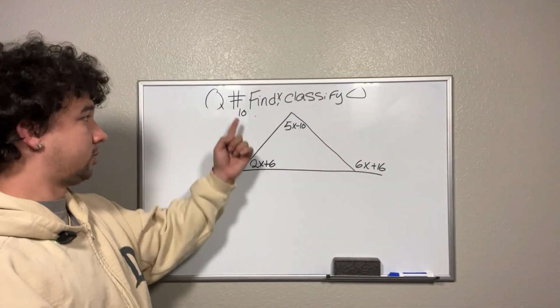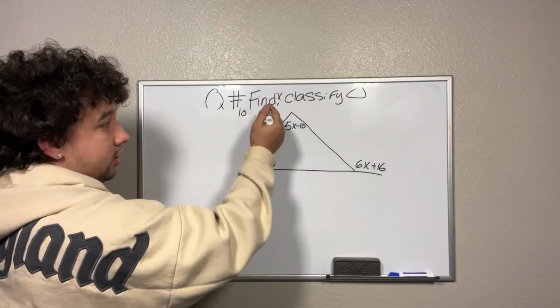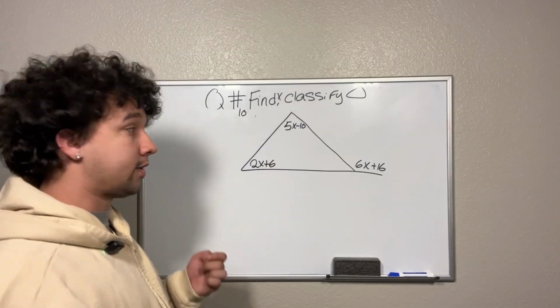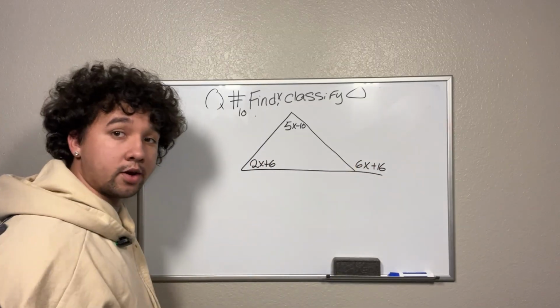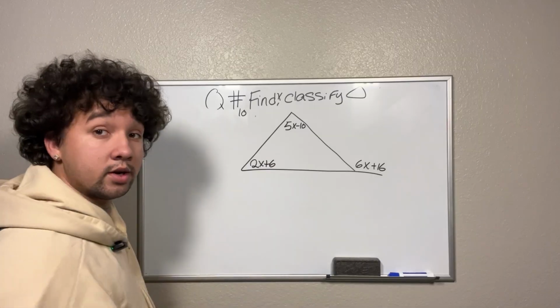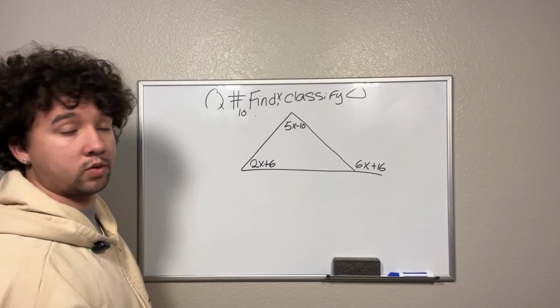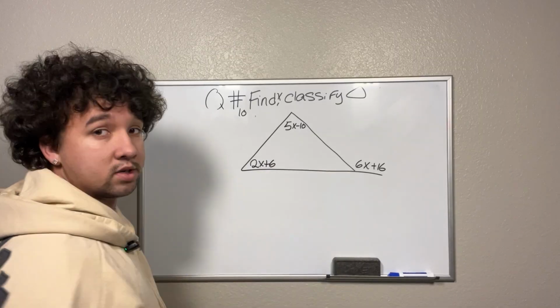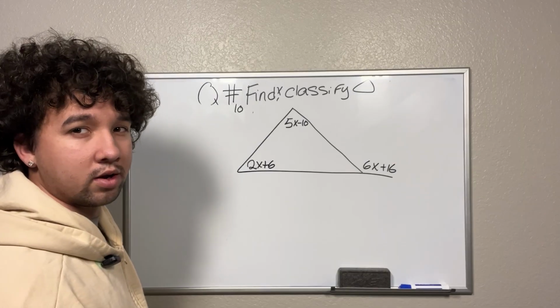Okay, so this is question number 10. In this case here, I have to classify the triangle and I have to find x. So in order to find x, I need to figure out the relationship between all these x values. Well, I do have a triangle, and I know that the sum of the interior angles is equal to 180. But I'm not given this angle. Wrong, I am.